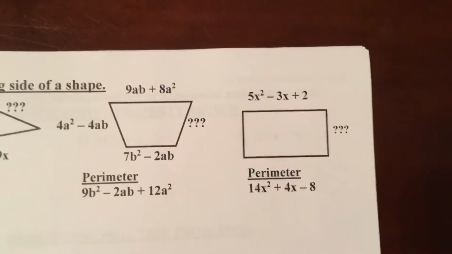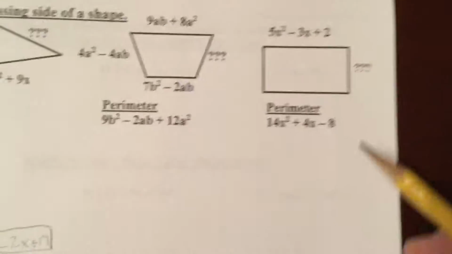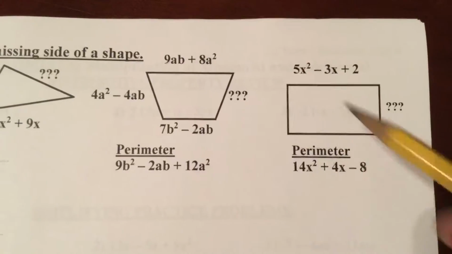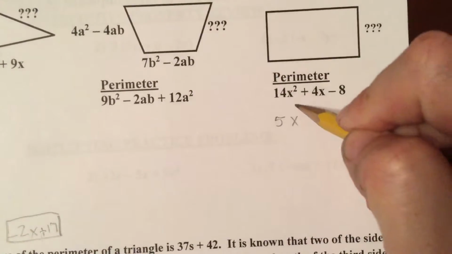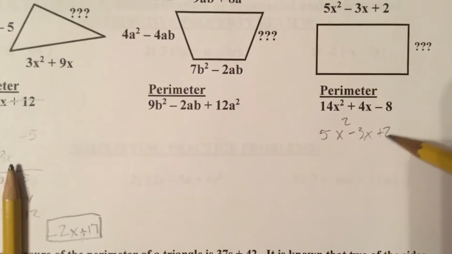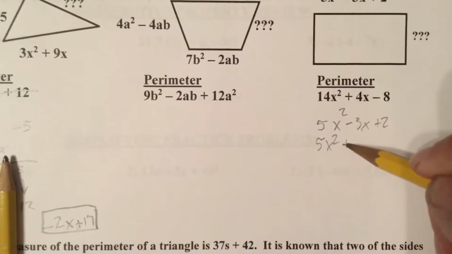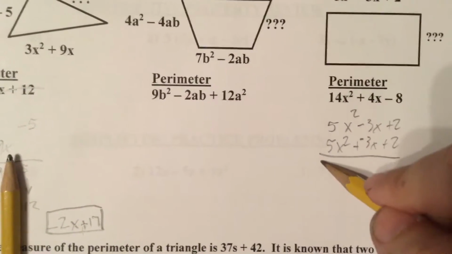Now to find the perimeter of a rectangle when we're missing a width or a length, first I know that the perimeter is to add all four sides. I know that each of my lengths is 5x squared minus 3x, minus 3x plus 2.